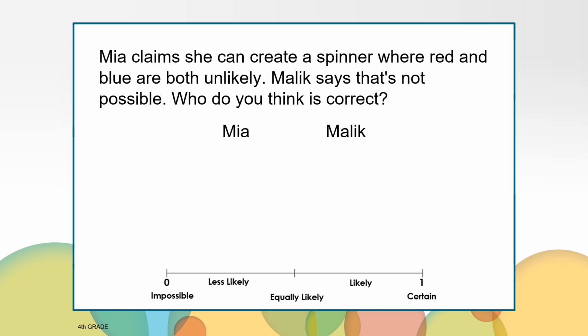Malik and Mia were playing with their spinners when they started to argue. Mia thought she could make a spinner where red and blue are both unlikely outcomes. Malik disagrees and did not think that was possible. What do you think? Take a moment to write down who you agree with and then draw a spinner that proves your thinking.